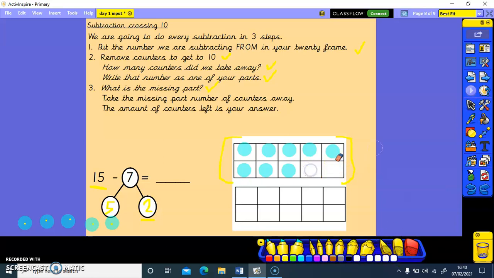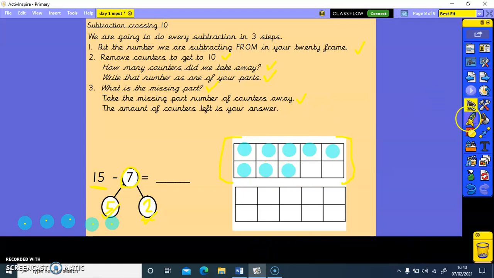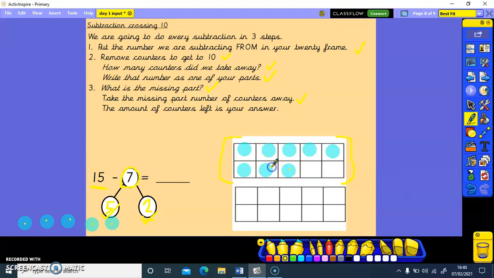1, 2. We've taken away this part, we've taken away this part, which means we've taken away our whole of 7. Fantastic. So now all that is left is to count. Count with me, count yours in your frame. Are you ready? 1, 2, 3, 4, 5, 6, 7, 8. The whole is 8. The answer, sorry, not the whole, silly Miss Clark, marvellous mistake. The answer is 8. 15 take away 7 is 8.